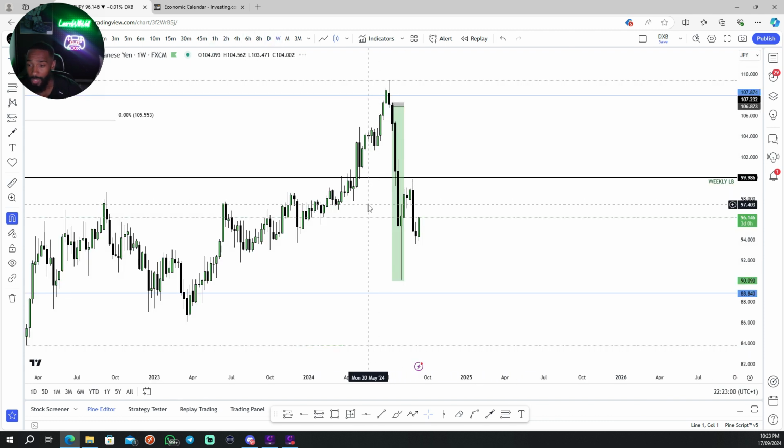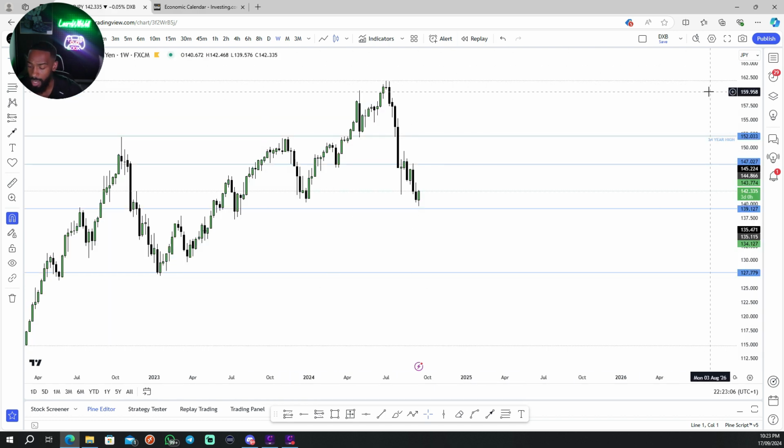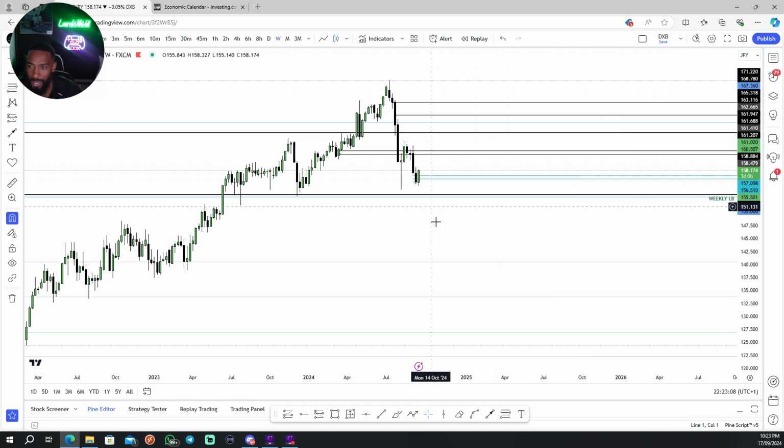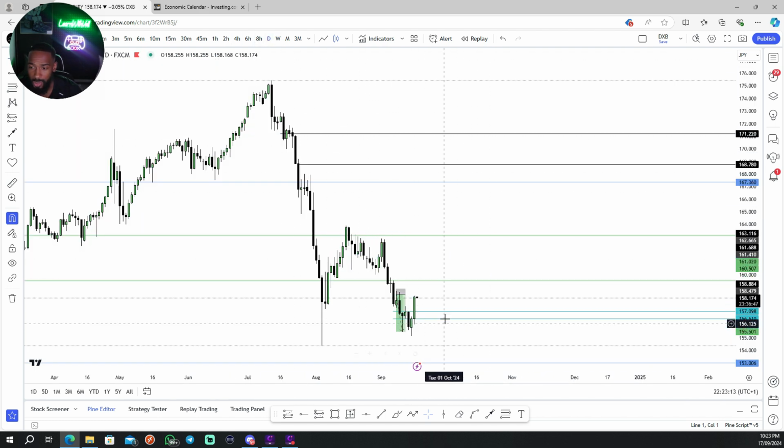We held this move here, which gave us over 1,600 pips on AUD JPY. We also held some really nice shorts. This is USD JPY. We also held a really nice short on Euro JPY. This short lasted for 1, 2, 3, 4, 5, 6 days. Okay, it lasted for 6 days. And then price pushed back up.